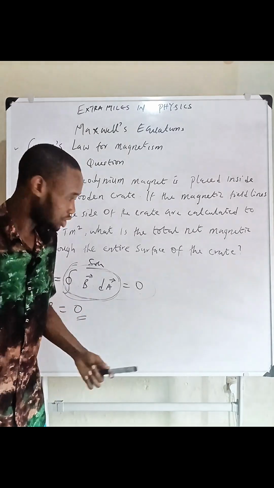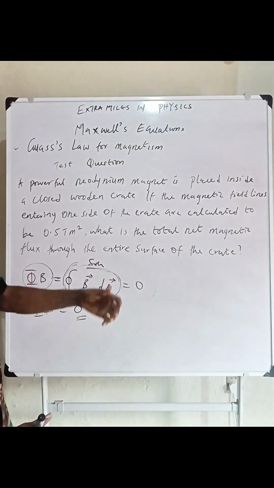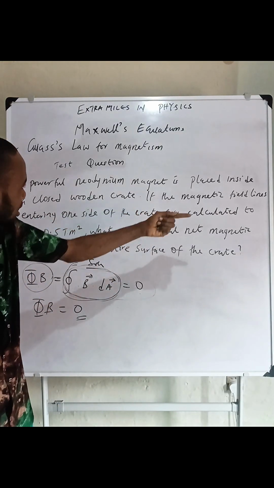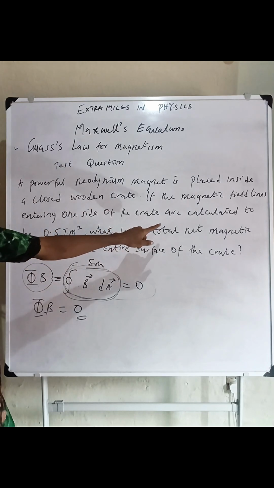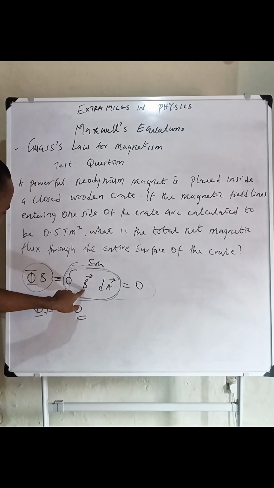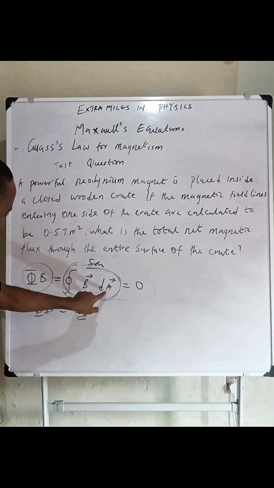Now, how else can we check it? Let's go through the parameters we're given. They told us that a closed wooden crate, if the magnetic field lines entering one side of the crate are calculated to be, okay, this is what? Tesla meter square. Now, this Tesla meter square, remember, this is my what? Magnetic flux. So this magnetic flux here is measured in what? In Tesla. This is my tiny area. Area is measured in what?